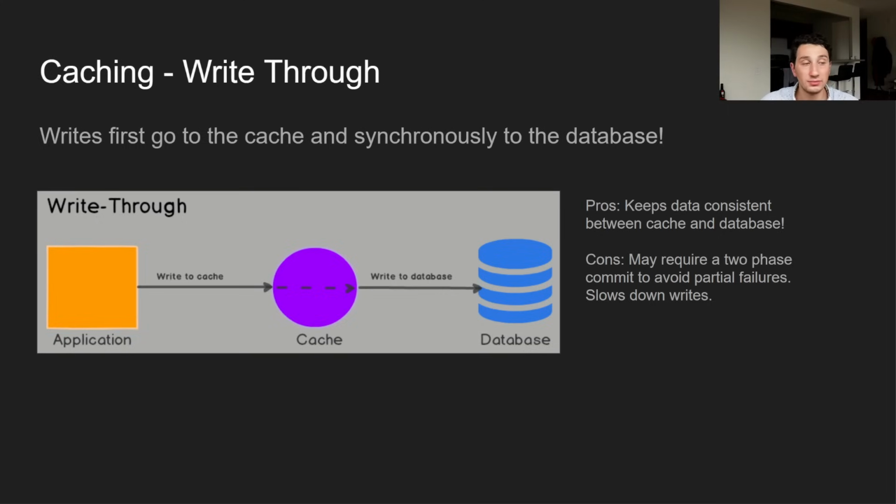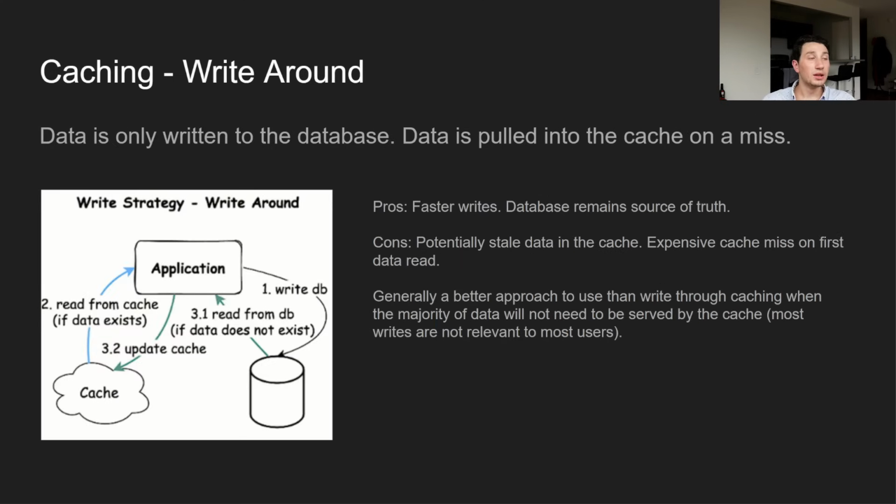Number 1 is known as the write-through cache. If I'm an application, basically all I do is write to my cache and my database at the same time. Depending on your implementation of this, you may use a two-phase commit, which means writes are going to be pretty darn slow. At the same time, it means that your cache and your database are going to be kept up to date, which is very nice.